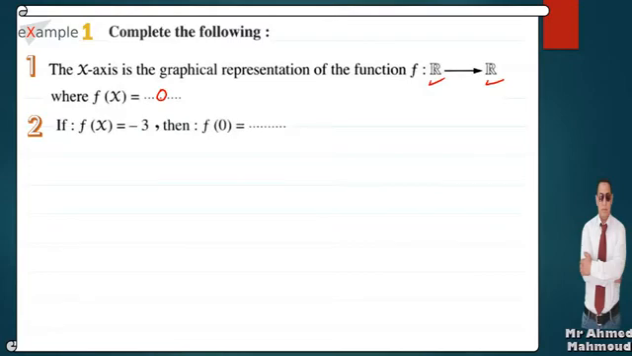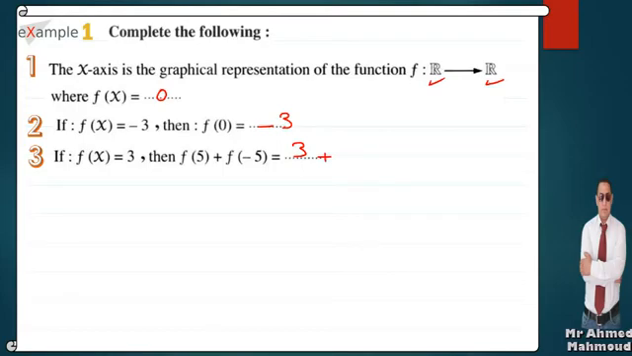This one is a constant function. That means this function is stable, it doesn't change. If he gives me x equals 0, then the value doesn't change, it will be -3. Another example, if f of x equals 3, then f of 5 plus f of -5. f of 5 equals 3 plus f of -5 also equals 3, because it doesn't change, it will be 6.